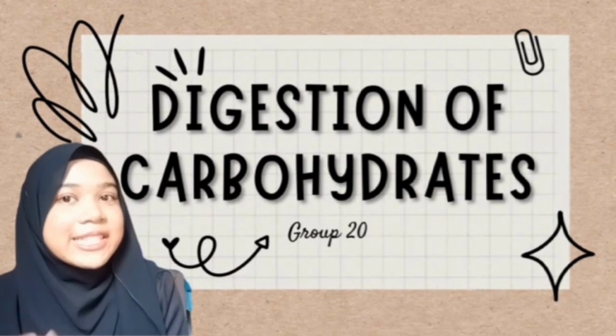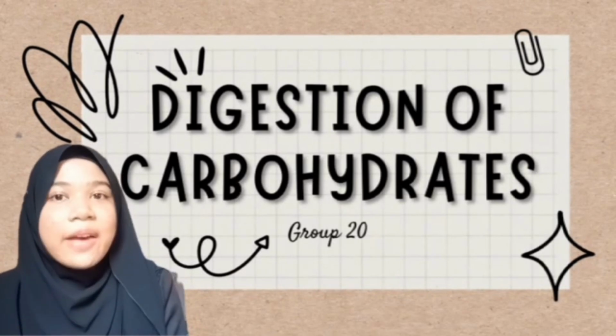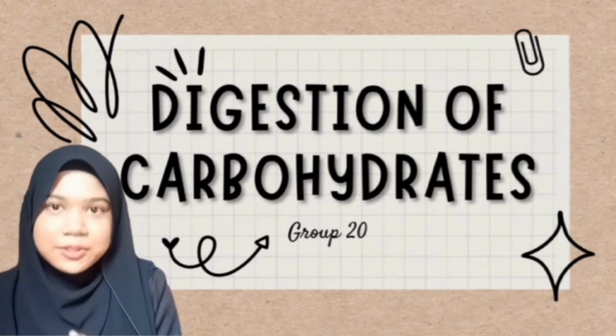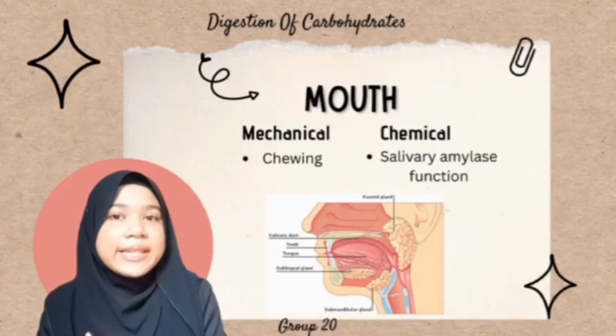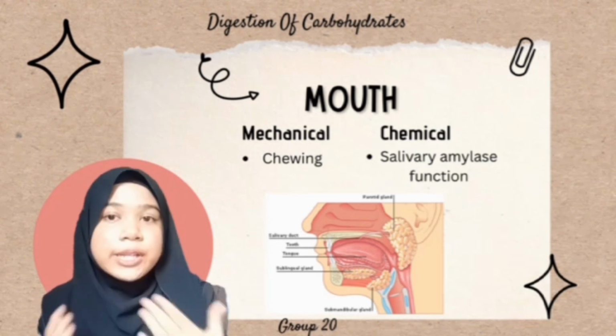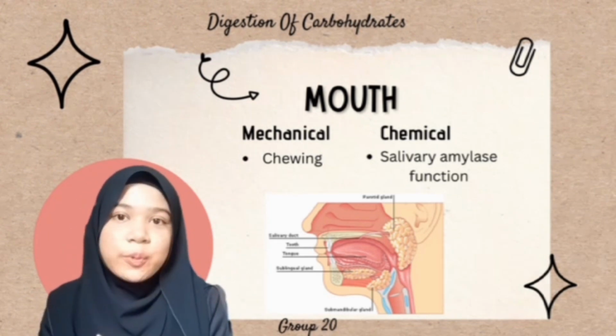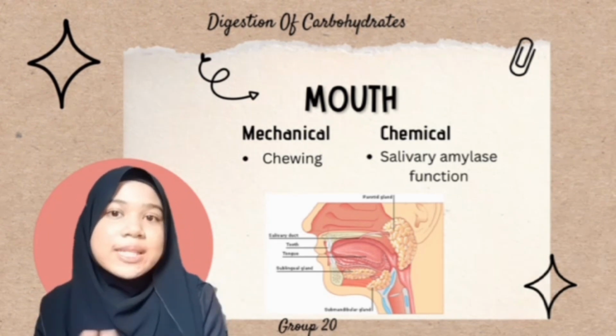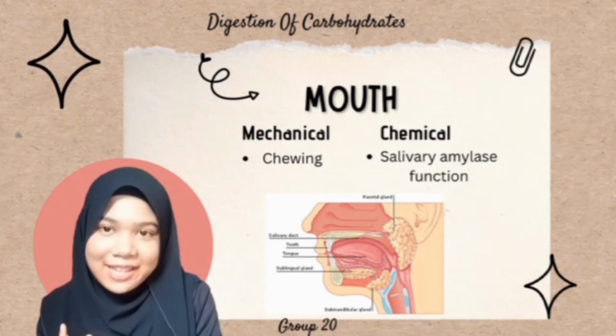I will tell about the digestion of carbohydrates. I will cover the digestion part in mouth to stomach. There are mechanical and chemical digestion in mouth. Firstly, the food is broken up in the mouth by chewing with teeth and then it is mixed with saliva with the help of salivary glands.